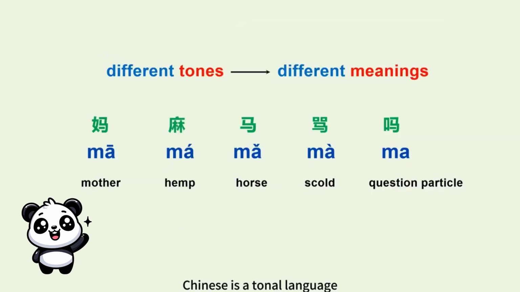Chinese is a tonal language, which means different tones can cause different meanings. For example, with the same initial consonant m and the final vowel a, mā with the first tone means mother. Má with the second tone means hen. Mǎ with the third tone means horse. Mà with the fourth tone means scold. The last one, ma without any tone mark, means a question word.